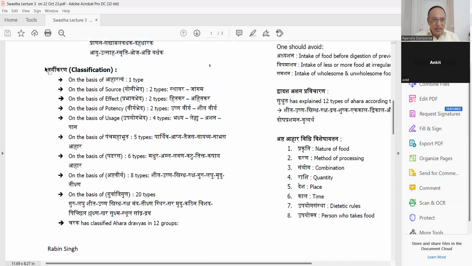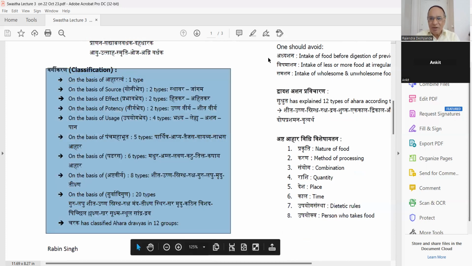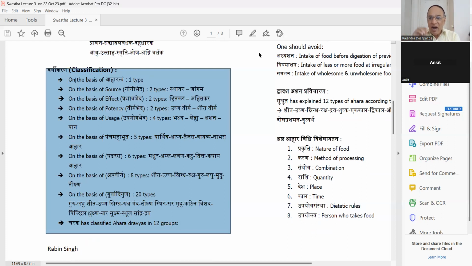Now I am discussing some classification. This is always asked in the examination. Write down the Vargikaran. Aharache Vargikaran liha. Ahar ke Vargikaran ke bare mein likhiye. Write down the classification of food according to Ayurveda. Of course, there is also a modern one. We are going to see. On the basis of Ahar Tattva, one type. That is, food is energy.